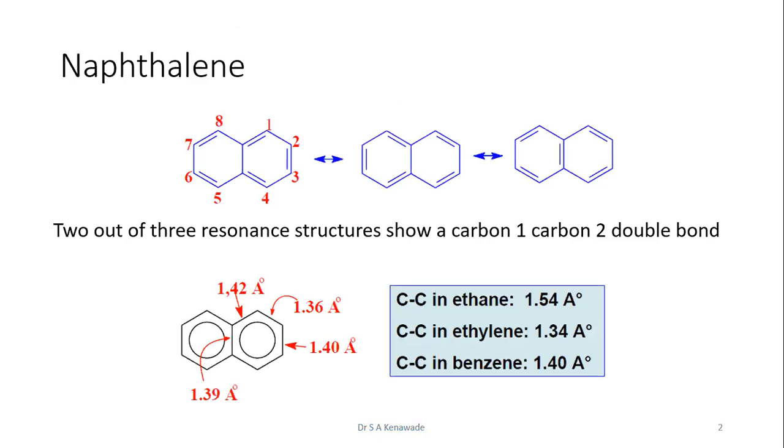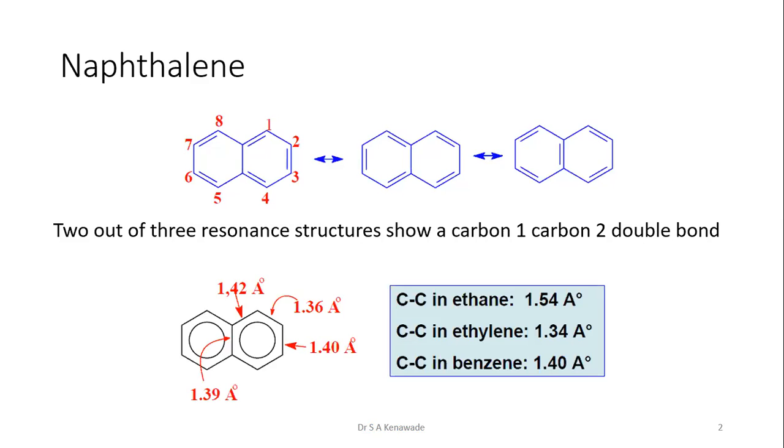Then you can see on the screen the naphthalene. Naphthalene is a fused ring. The two benzene rings are fused with each other to produce naphthalene. Naphthalene is a 10-carbon ring system with molecular formula C10H8. This is a hydrocarbon with its resonance structure.